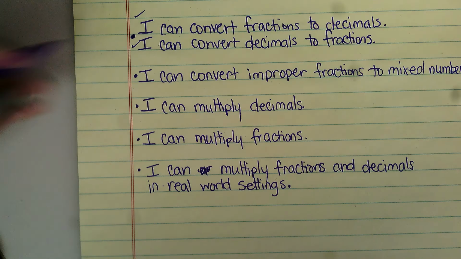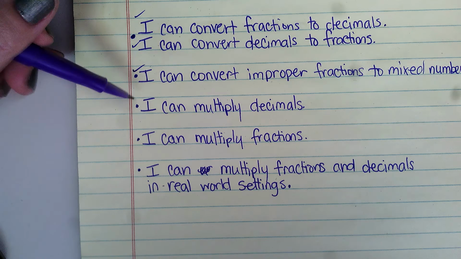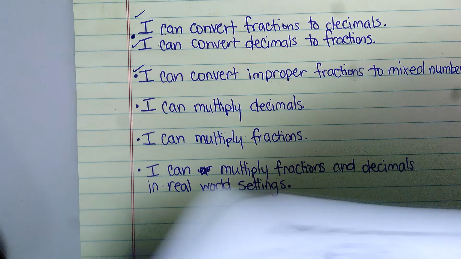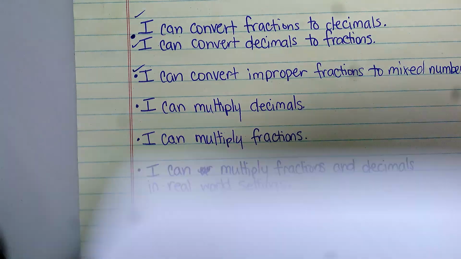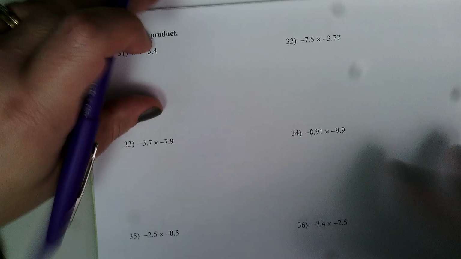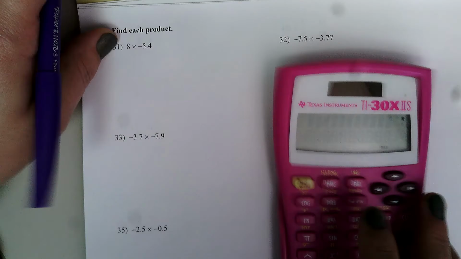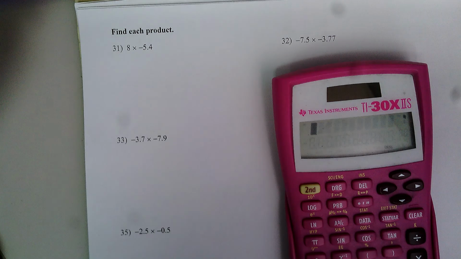Alrighty, so the next thing we have got, I can convert improper fractions to mixed numbers. We have done that. Now we're going to talk about multiplying decimals and multiplying fractions. So let's go to, we will multiply decimals first. I have a page of decimals. Now this is where, if you have a calculator, that's great. We're going to do these on a calculator. If you have a phone, you can still do these pretty easily.